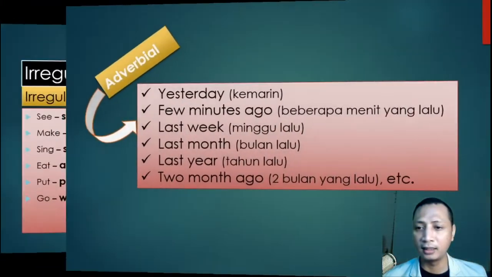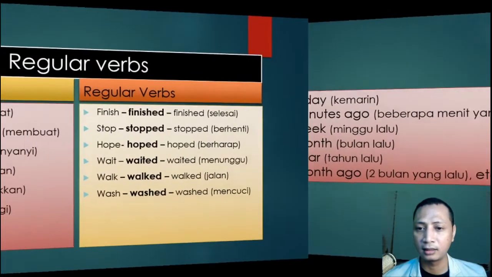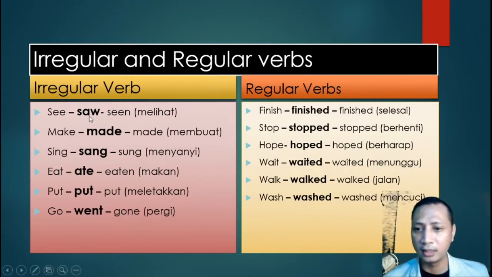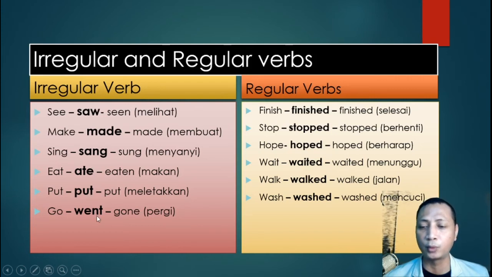And then, okay, there is verb 2 here, saw, and seen is the past participle. Okay, now we use saw here in simple past. So we use saw, made, sang, ate, put, went. And when we use ed, we use ed if the verb is a regular verb.